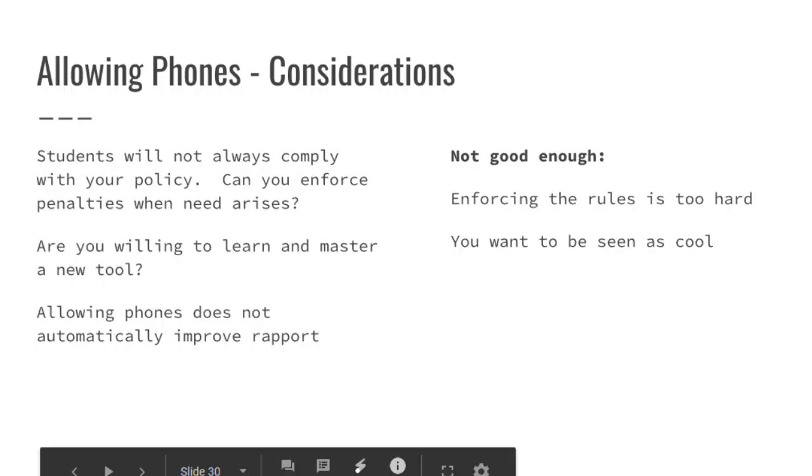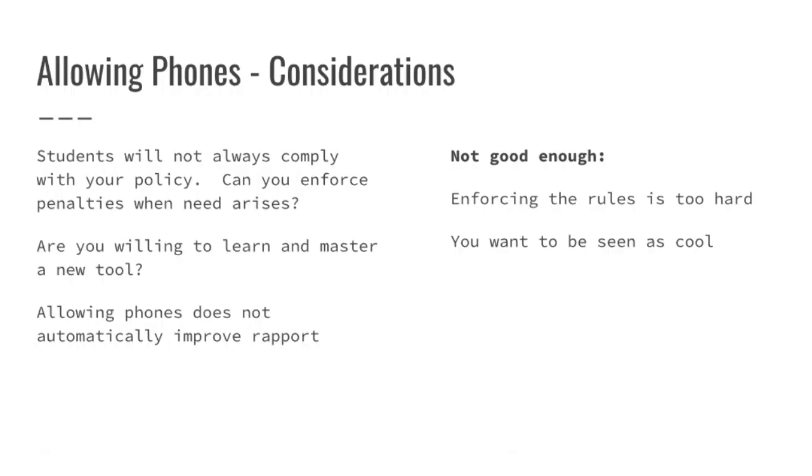Now, if you decide to allow cell phones, there are some considerations for you too. Be aware that students will not always comply with your policies. Sometimes students will break the rules. Remind yourself to Q-tip, quit taking it personally, and try to remove yourself from the equation when you need to offer correction. You may sometimes need to enforce a policy, and it may not be fun.